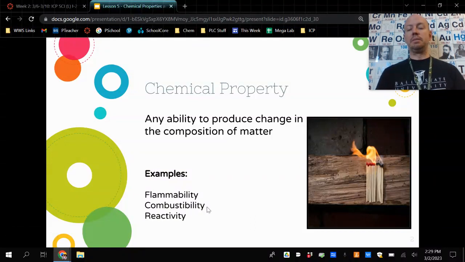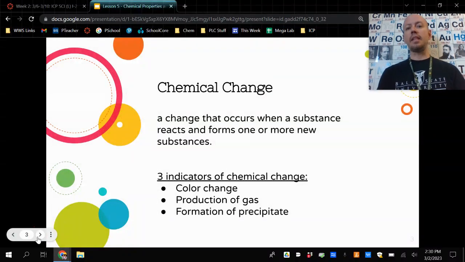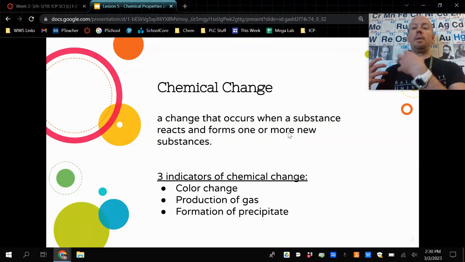Same idea with combustibility. That's another way of saying things can catch on fire. Or reactivity, the ability to change into a new and different substance, like we saw with some of the steps in the lab. So, a chemical property is really just the ability to do a chemical change. That's what happens when I start with one substance, but I end with something different. I have a new composition. It might have broken some chemical bonds or made some chemical bonds. We're definitely going to talk about that a lot. It's changing from one substance or one atom, one molecule, one compound into a different one.